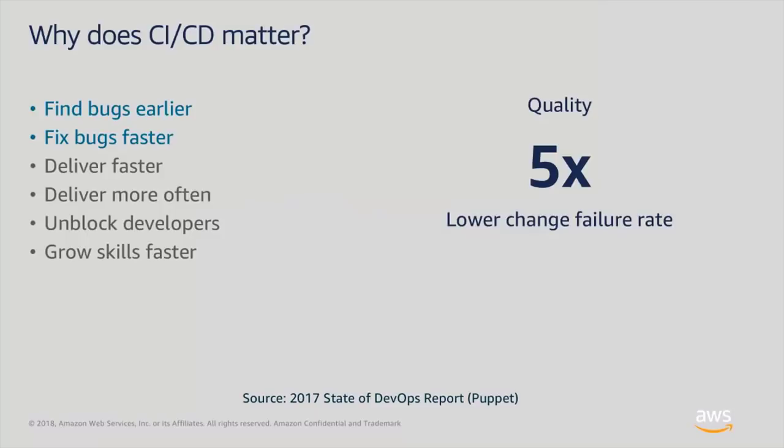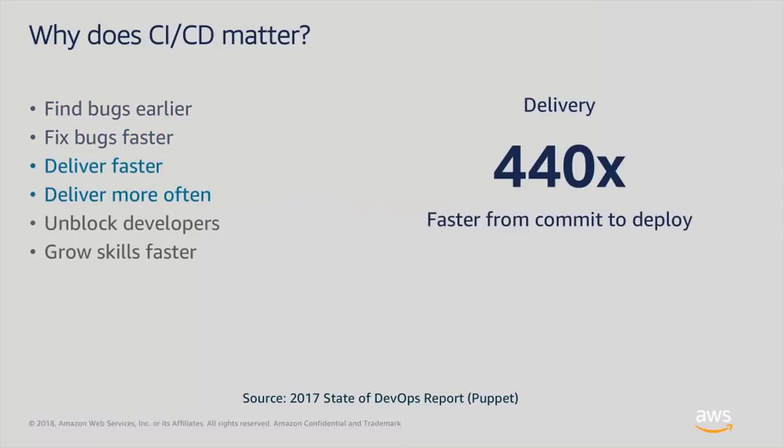So overall quality goes up through the process of implementing CI/CD by about 5 times lower change failure rates. So if something goes wrong, you find it almost immediately and you can fix it faster. So changes before they get implemented or pushed into the code, they get addressed almost immediately. What this also means is that you can go from commit to deploy about 440 times faster.